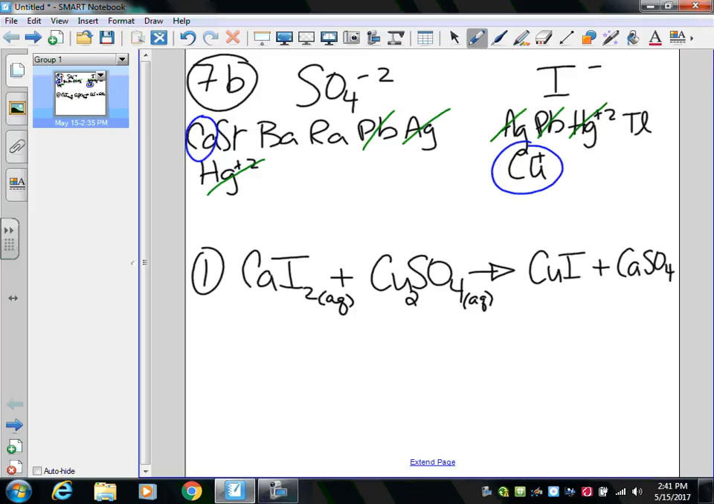I'm going to check to see my charges. Well, I had a +1 and a -1, so we're good. A +2 and a -2, so we're good. So I need to balance it. How am I going to balance it? A 2 where? Okay. This one's going to make a solid, and this one's going to make a solid.